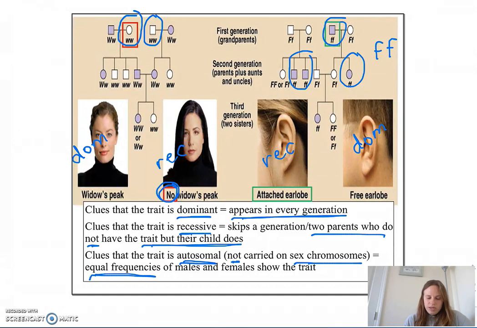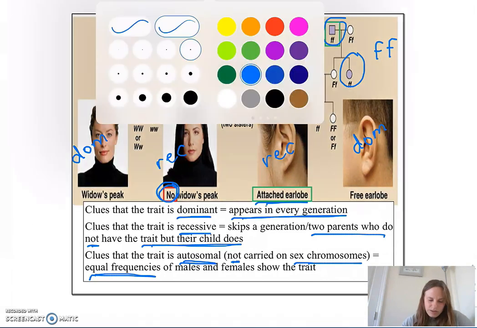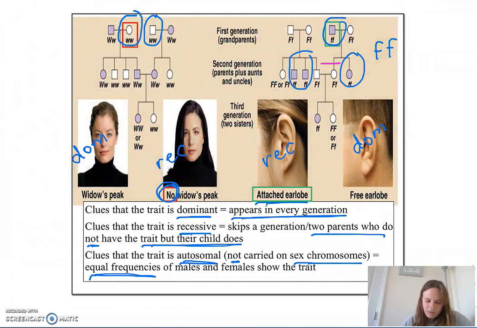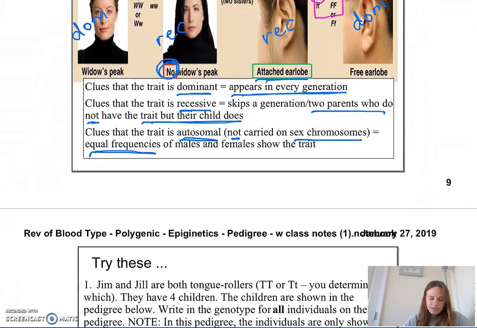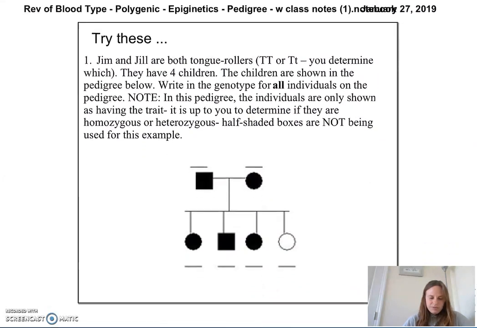Another clue that we know that attached earlobes would be recessive is if we look at this area right here. Do you see how both dad and mom don't express the trait, but one of their children does express the trait? That's a clue that tells us that this is a recessive trait. Let's keep on going and look at another example.